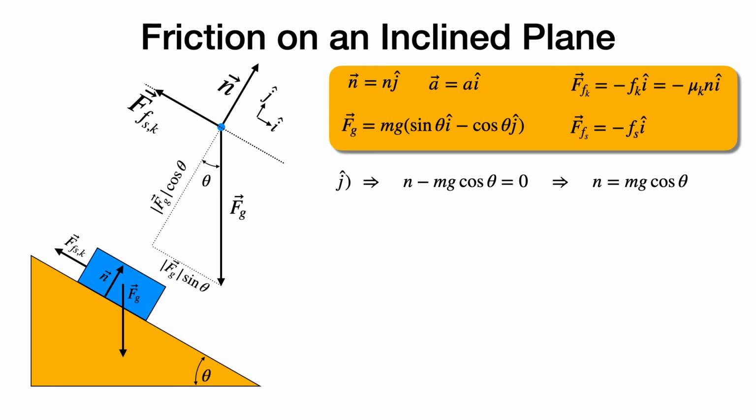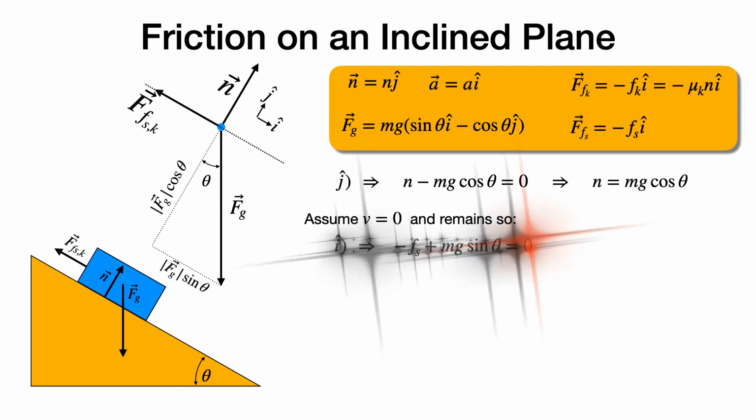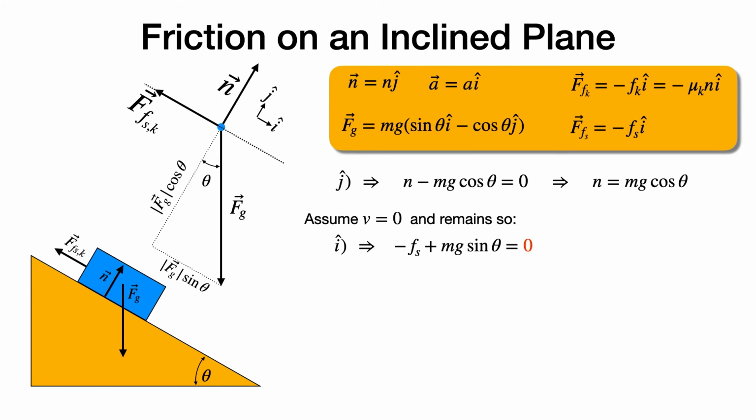If we consider the case when the velocity is equal to 0 and remains so, so that we are in the situation where static friction applies, then what we get for the equations of motion along the incline is that minus the magnitude of the static friction plus mg sine theta is equal to 0, because we're assuming the object is not accelerating, it's static. So this tells us that the static frictional force needed to make this so is mg sine theta.